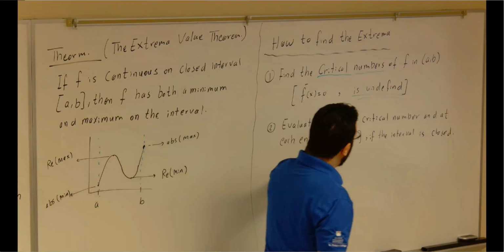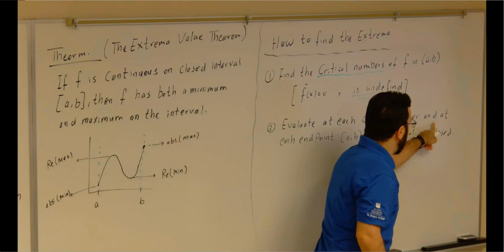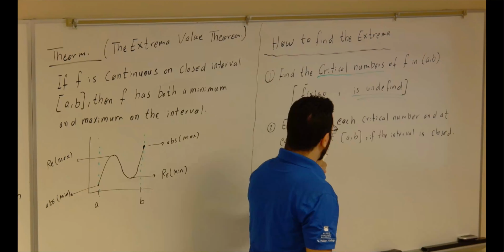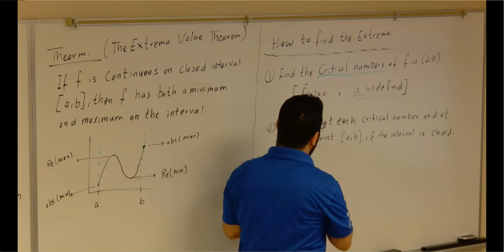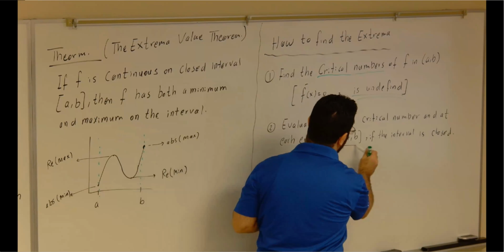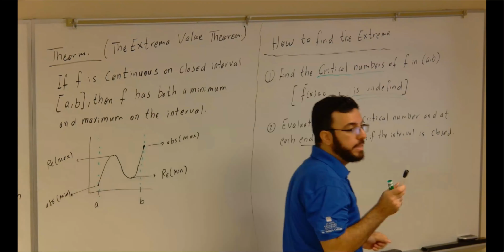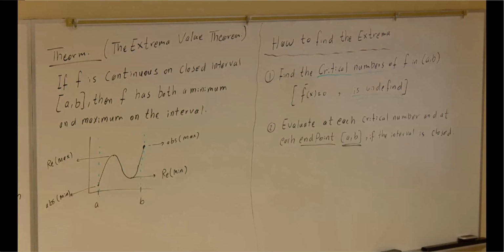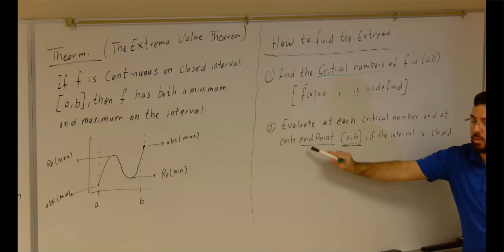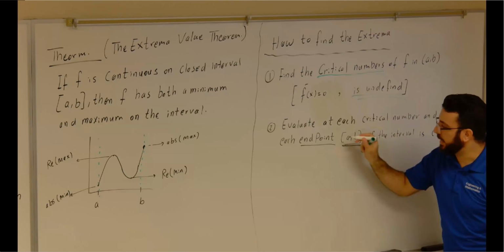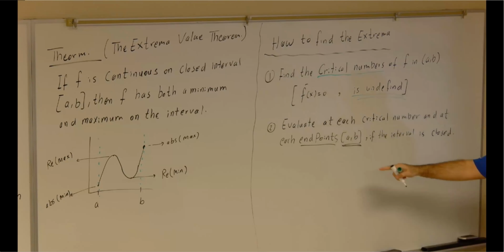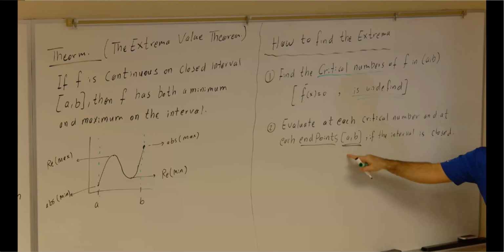Evaluate at each critical number and each what? Endpoint, which is this one. So when you need to evaluate, you're just gonna evaluate. That means you're going to find the y value, not only at the critical numbers. You're gonna find the y value at the endpoint, okay, because here's your interval.